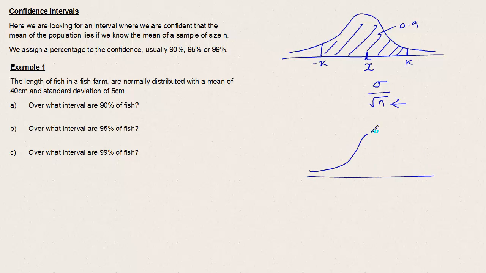And if we look at part A, over what interval are 90% of the fish? So it's like having a 90% confidence interval here, except in this particular case we know the mean. We're looking for the lengths of fish, which are between here and here. So, note that it's symmetric. So we're after a value -k and k here for this interval.